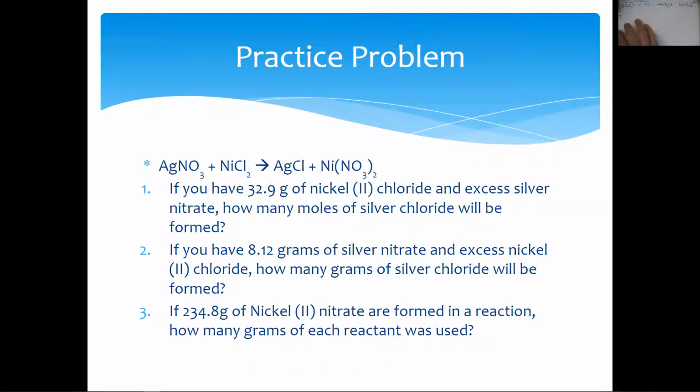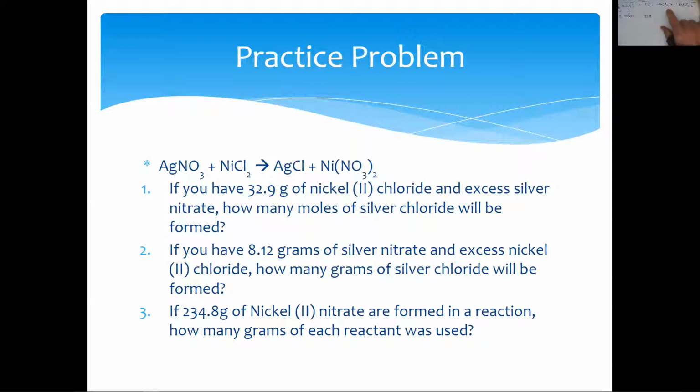Oh, I guess it's 1, not A. It's 1. Okay. So if you have 32.9 grams of nickel 2 chloride, and I should put it in the grams column because it's giving me grams, 32.9, okay, and excess silver nitrate. You can put excess in either one, or you can just leave it alone and not put it down, that's fine, you just have plenty of silver nitrate. How many moles of silver chloride will be formed?